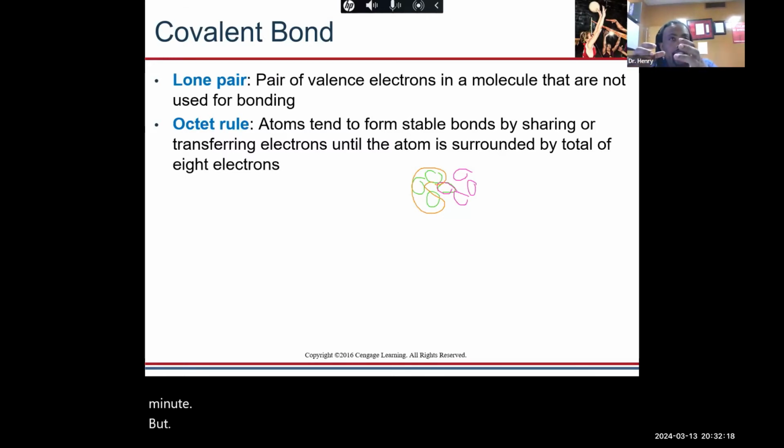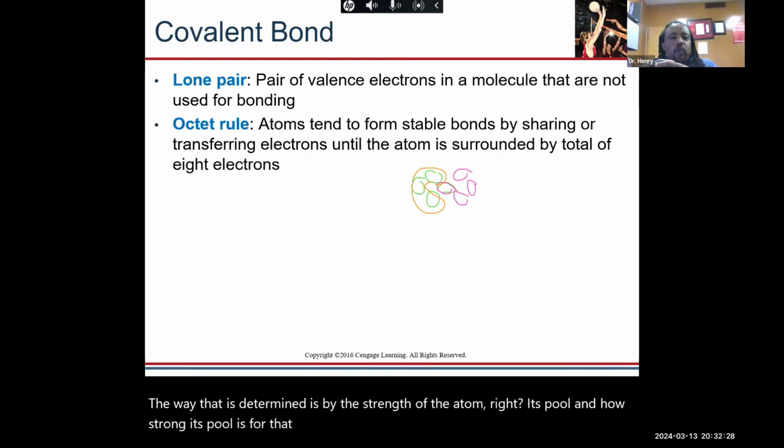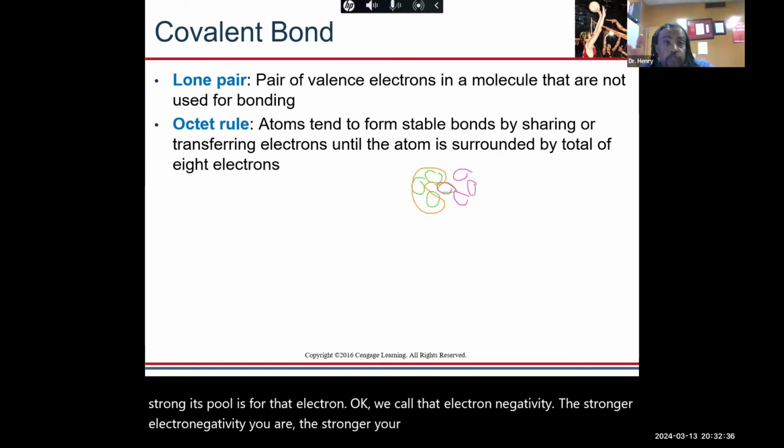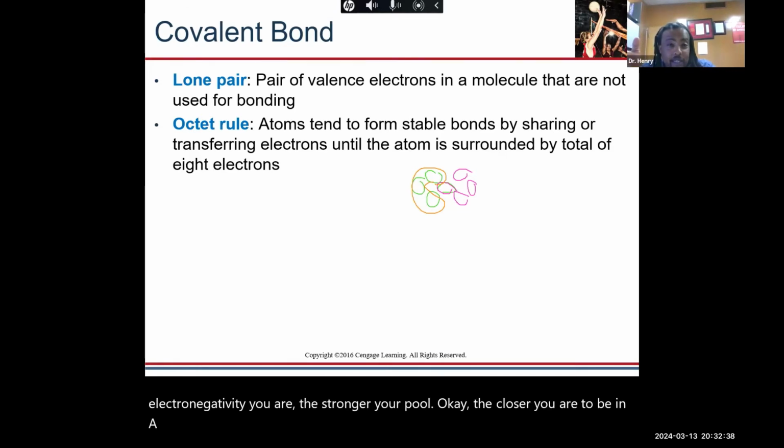The way it's determined is by the strength of the atom, its pull and how strong its pull is for that electron. We call that electronegativity. The stronger your electronegativity, the stronger your pull. The closer you are to being a noble gas, typically the stronger your pull.